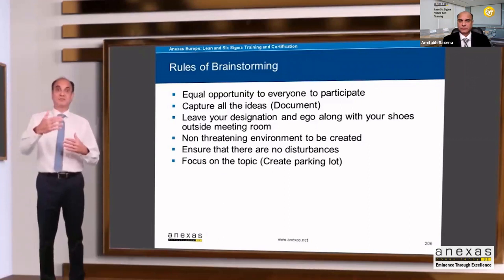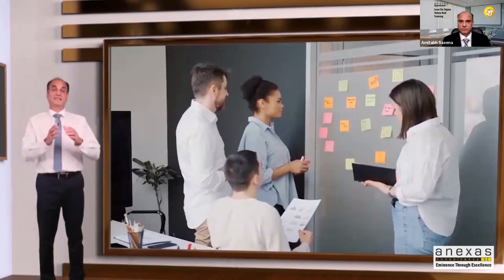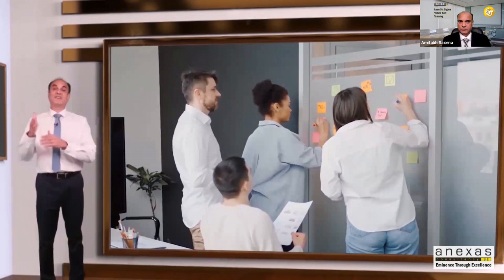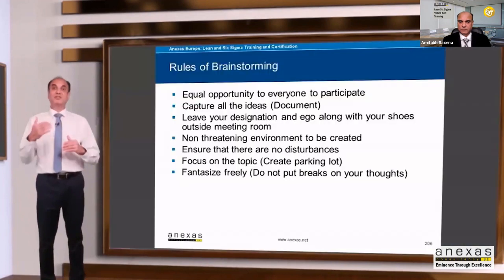There is a tendency that some important issue crops up during the discussion. So at that time, you can always create a parking lot, saying that, well, this idea or this issue is very, very important, and we can park it to be discussed after a while, once we complete the brainstorming on this particular topic. We should encourage people to fantasize freely.